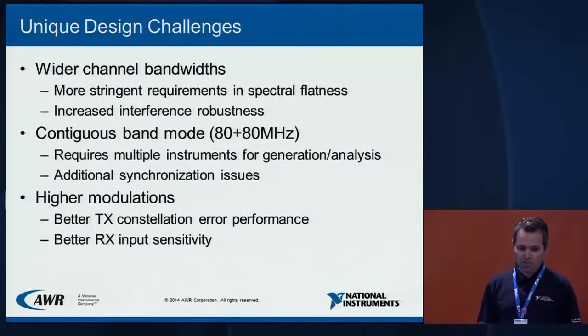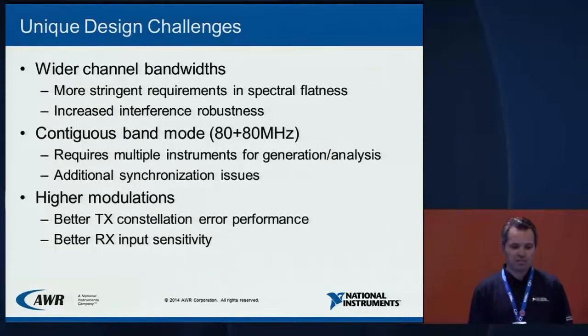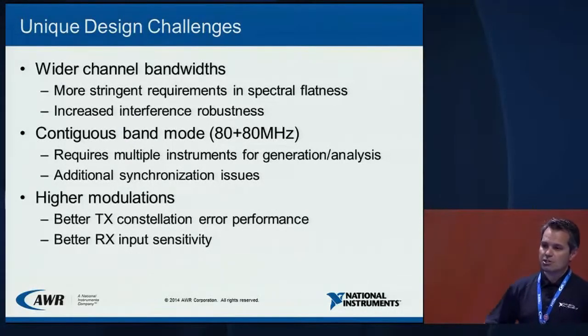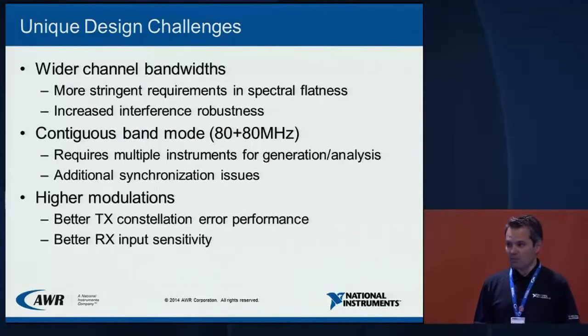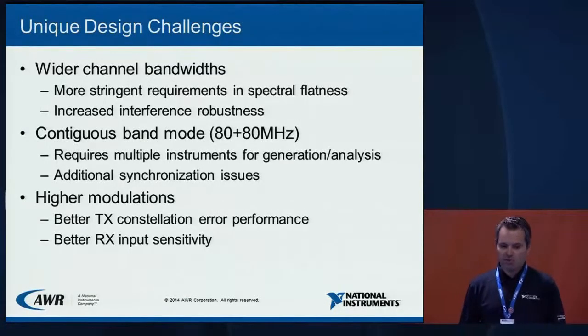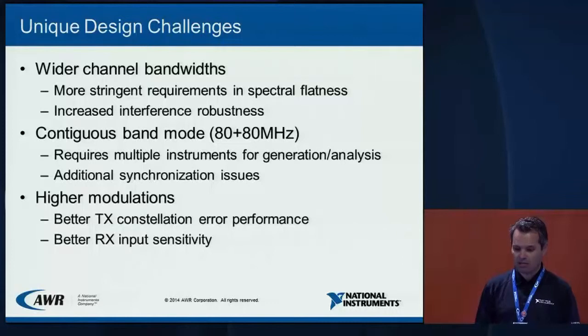So some of the unique design challenges for 802.11ac devices are more stringent requirements in spectral flatness. As you go to really wide bandwidths like 80 or 160 megahertz channels, the spectral flatness becomes more challenging. And also interference robustness. There is a weather radar band at the 5 gigahertz, and the 802.11ac should be robust to such signals.